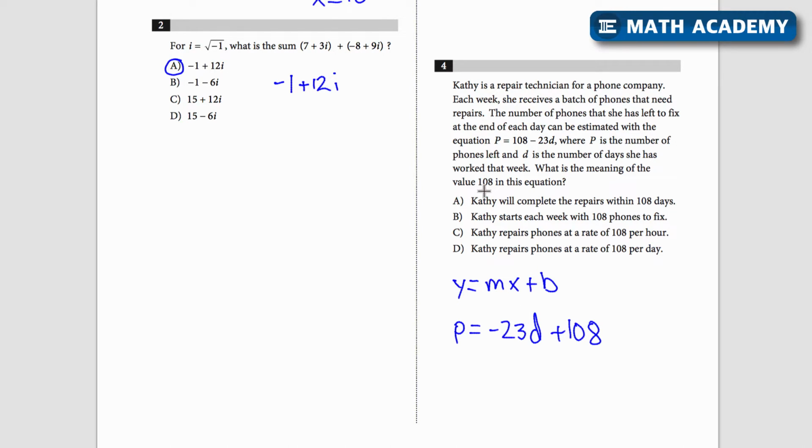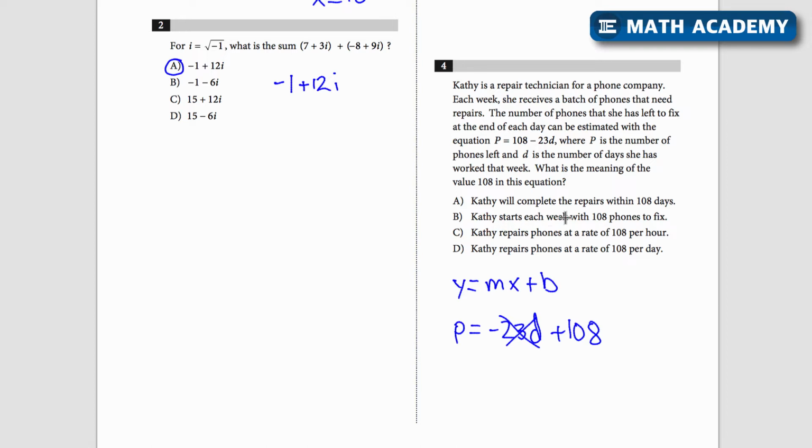Okay, so what's the meaning of 108 in this equation? Let's see what matches what we just talked about. Kathy will complete the repairs within 108 days. No, that's not what we said. We said that it's going to be how many phones she has left to fix when D is 0, because this will just be 0 here.